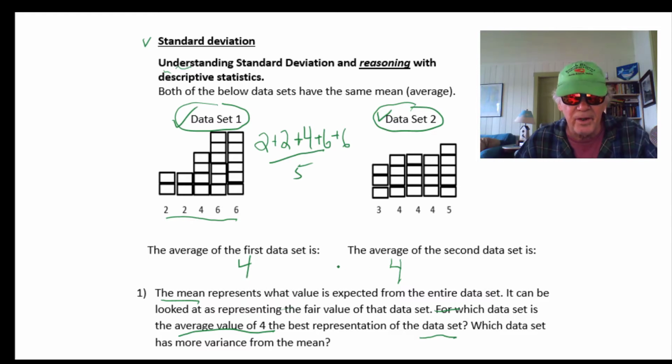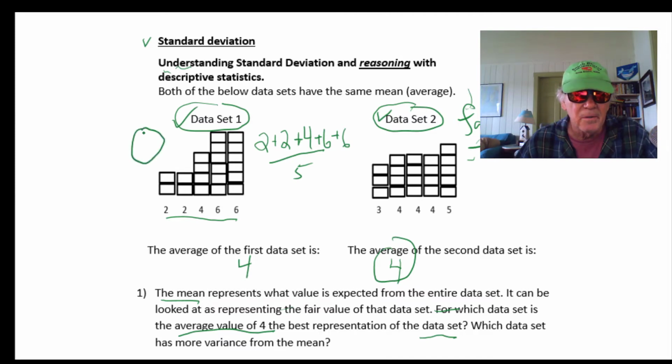The answer is data set 2. This one is the fairest representation of the average of 4. Which data set has more variance from the mean? Well, hopefully you're going to pick this one here, because this has more variance. In other words, the data varies more from the mean in this data set than in this data set. Now that's what we're trying to get at.